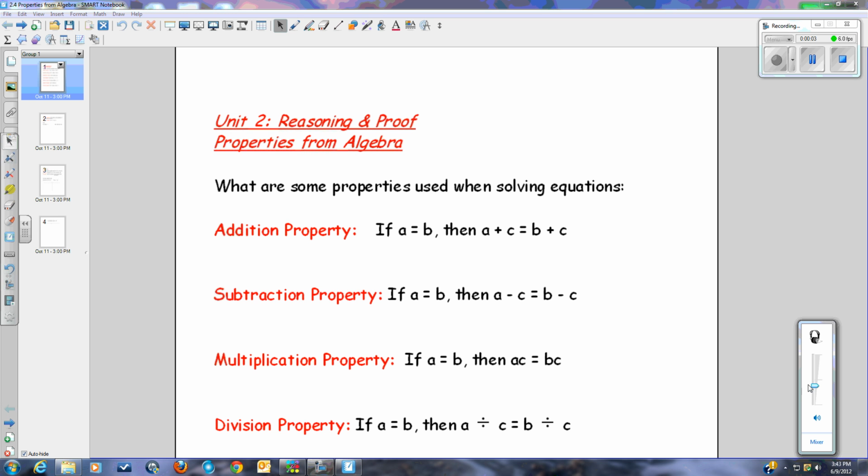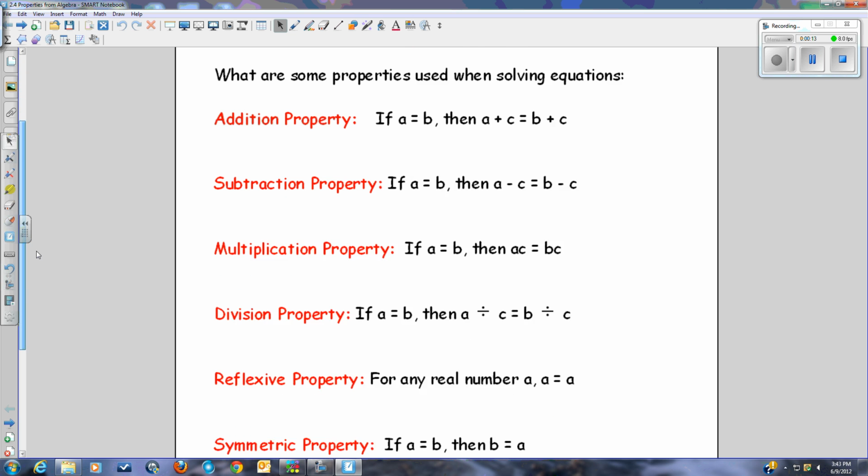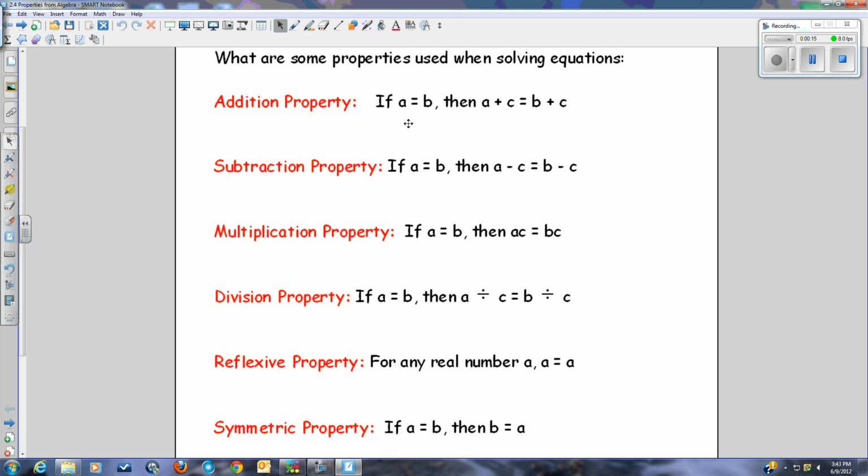In this video, we're going to be talking about properties from algebra, and we want to think about what some of the properties are that are used when solving equations. And here they are. They are the addition property. It says if A equals B, then A plus C equals B plus C. That just basically means that you can add the same thing to both sides of the equation.